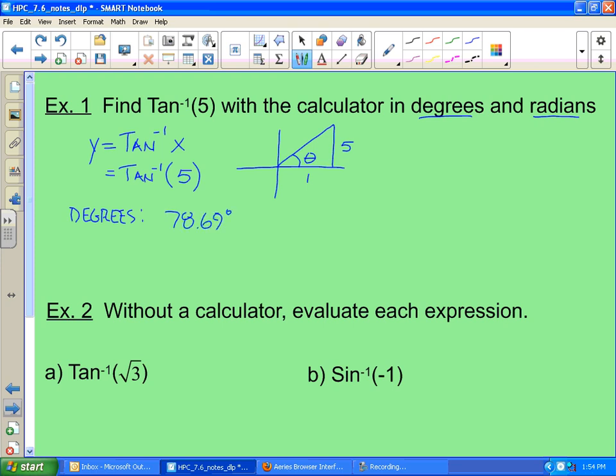Okay, does this angle fit within the range of our inverse tangent? Yes, it does. What's our range for our inverse tangent? Negative 90 to 90. This fits within the range. This is okay. If it doesn't fit in the range, it's not okay. It doesn't work. We can't use it.